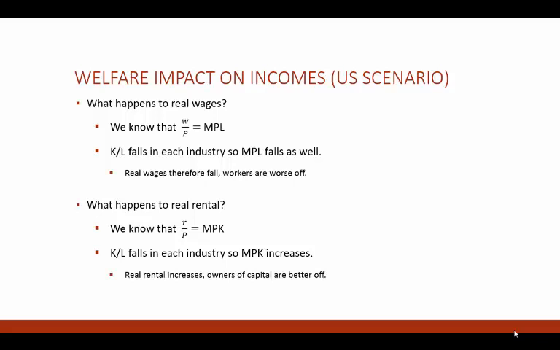Second, for real rental, we know that this is given by the marginal product of capital, the MPK. If the capital-labor ratio falls in each industry, that means each unit of capital is now more valuable than before, as each worker has less of it than previously. So the marginal product of capital increases. This means the real rental increases and owners of capital are better off as a result.